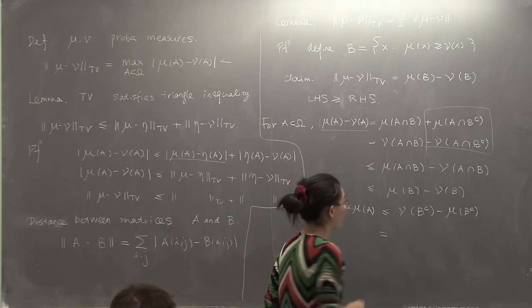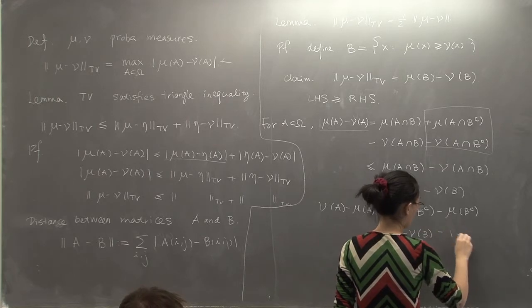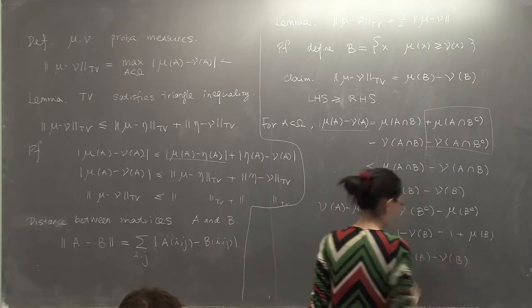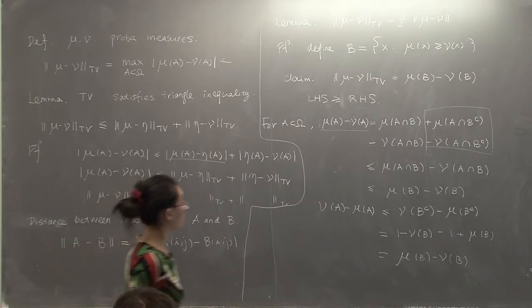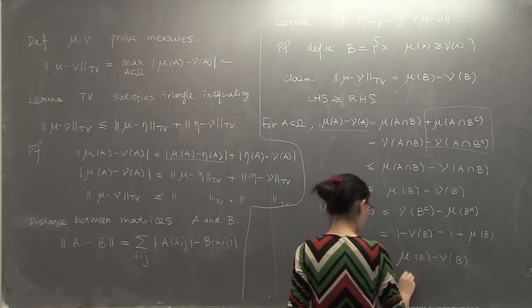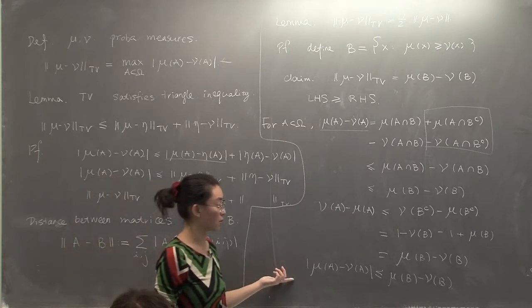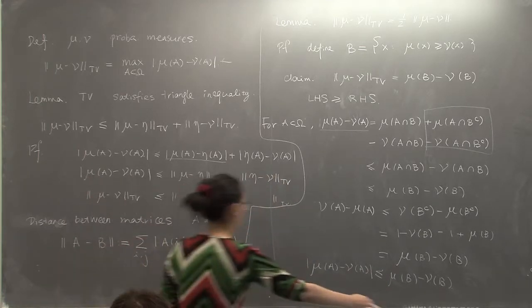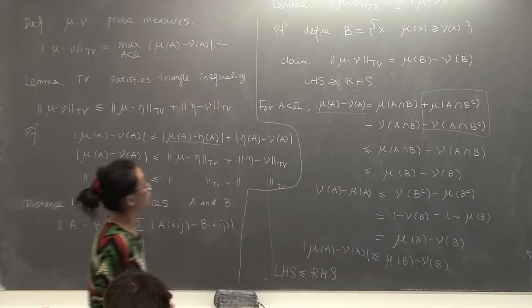And since both mu and nu are probability measures, this guy equals 1 minus mu B, and this guy equals 1 minus nu B. So it is exactly the same as mu B minus nu B. So we have shown that for any set A, this absolute value is bounded by mu B minus nu B. This is true for any subset A. So we take the max over the left, and we show that the total variation distance is less than this quantity. So this completes the proof of the claim.